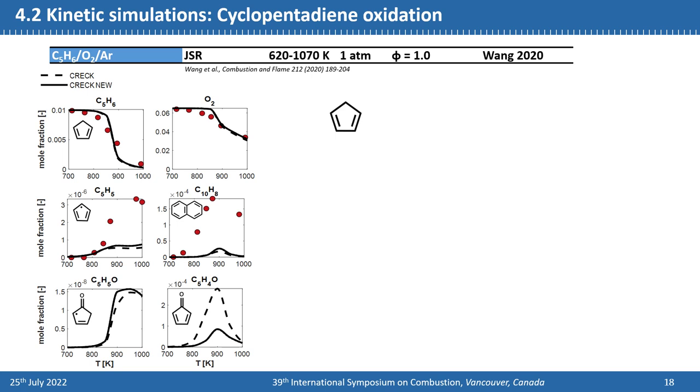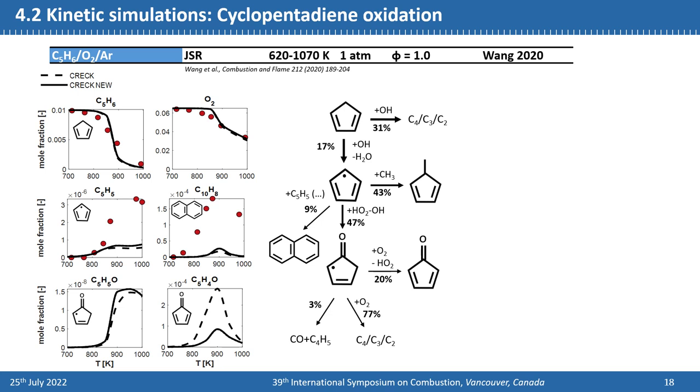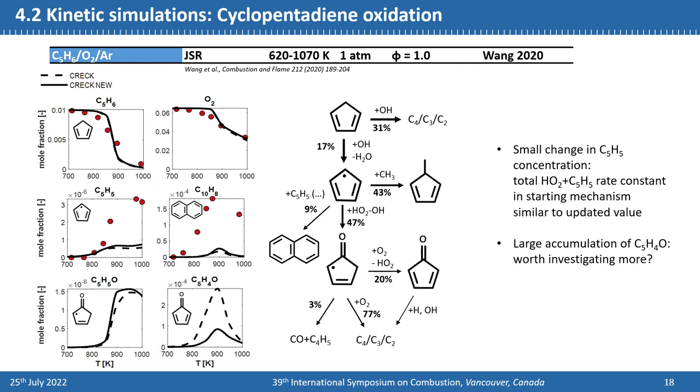Cyclopentadiene is mostly oxidized with OH radical. It produces cyclopentadienyl, which may grow to methylcyclopentadiene or naphthalene, but almost 50% of it is oxidized with the present updated rate constant, so HO2 recombination and OH elimination. The C5H5O is then oxidized mostly with O2 to form either C4 and smaller species or cyclopentadienone, which is also decomposing to smaller species. So we do not see major changes compared to the previous version of the mechanism, because in this temperature range, the rate constants of the previous and the current version are pretty close.